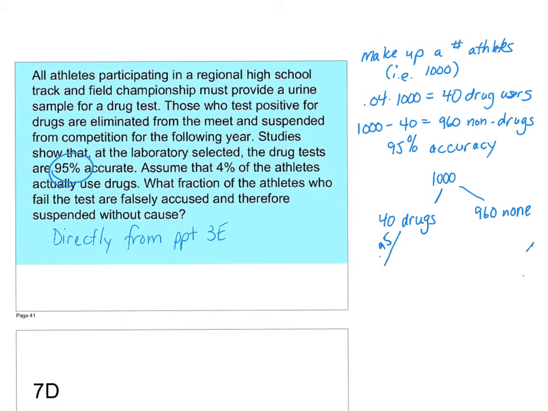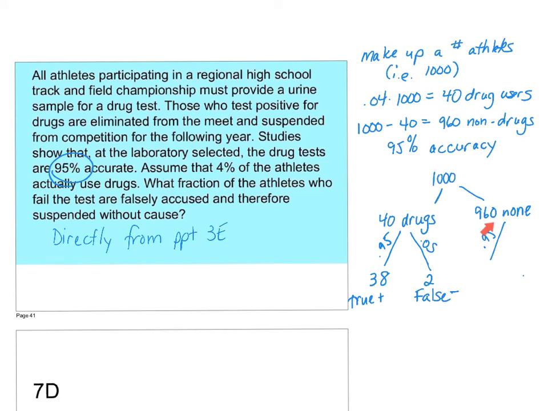95% of the 40 who use drugs is 38. The remaining 5% of the 40 is 2. This gives us our true positives, and since the 5% is the false, remember these last two people, they're part of the 40 who do drugs, but they were given a false result. So even though they do drugs, they didn't get caught. They're a false negative.